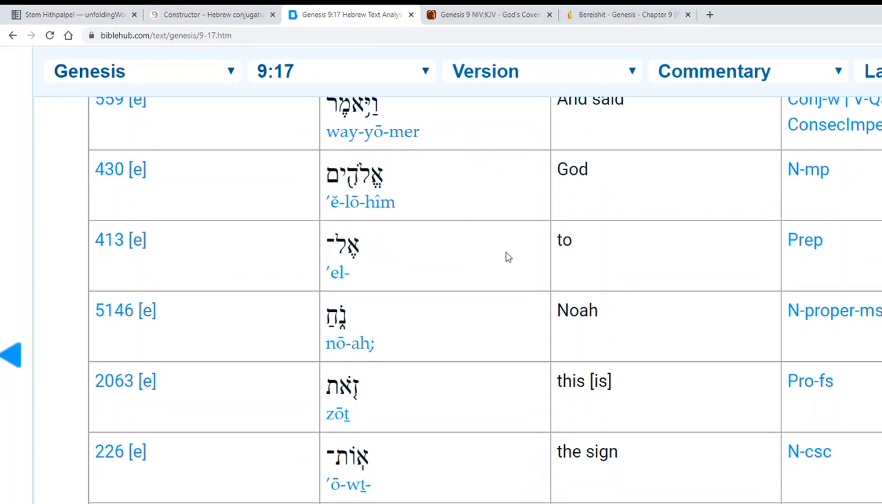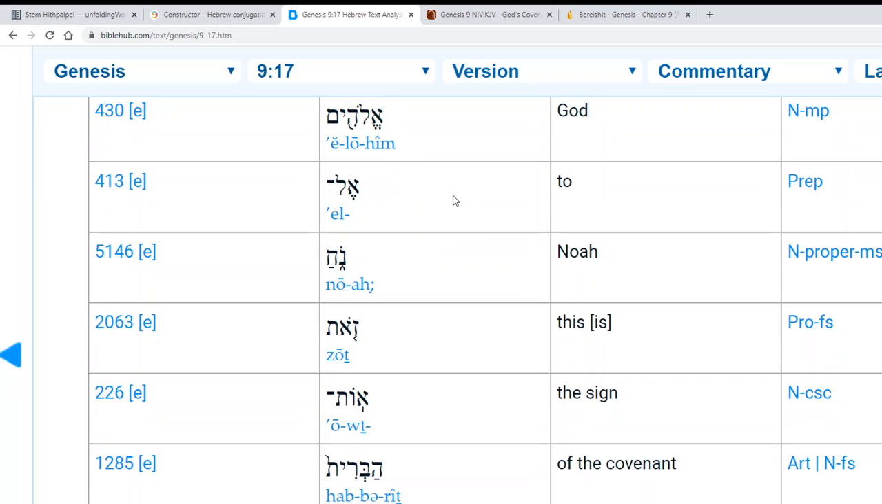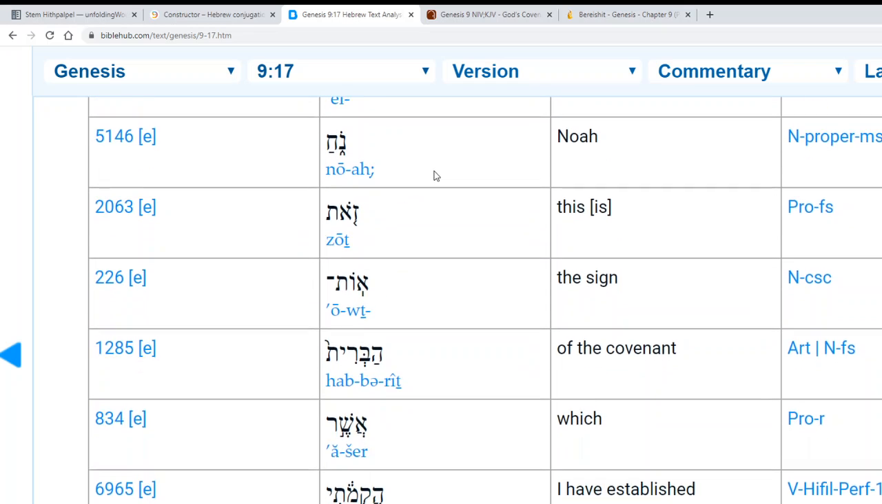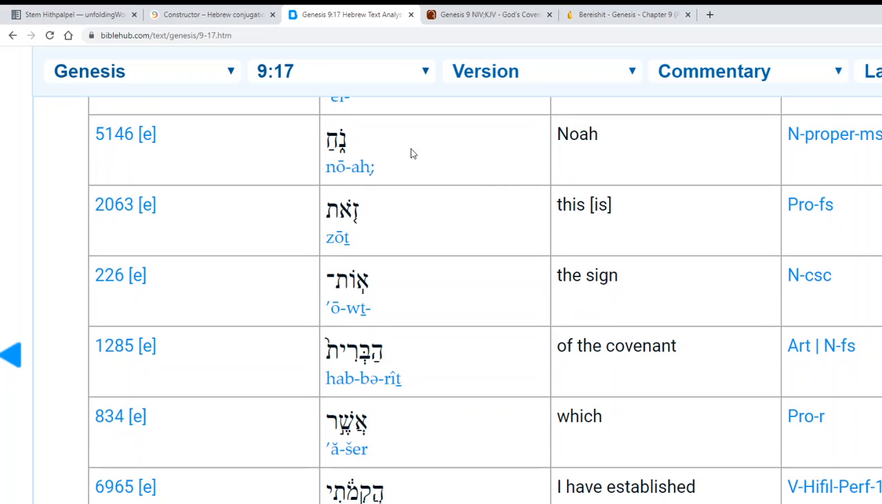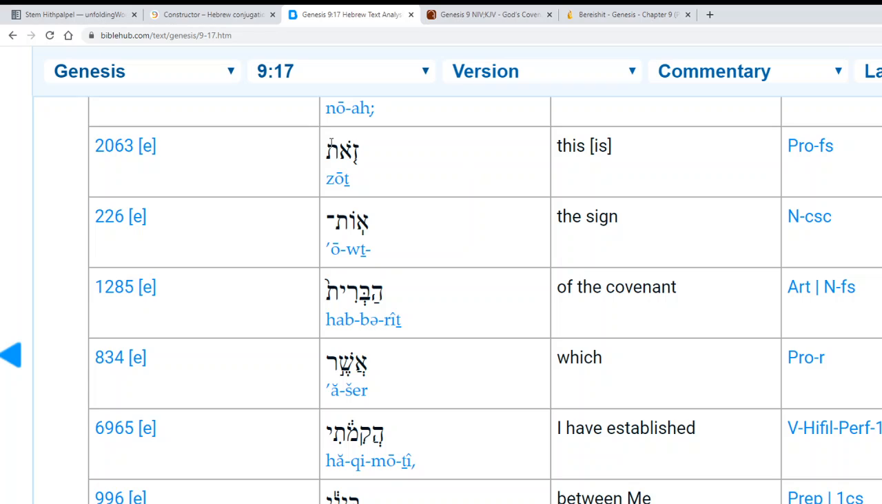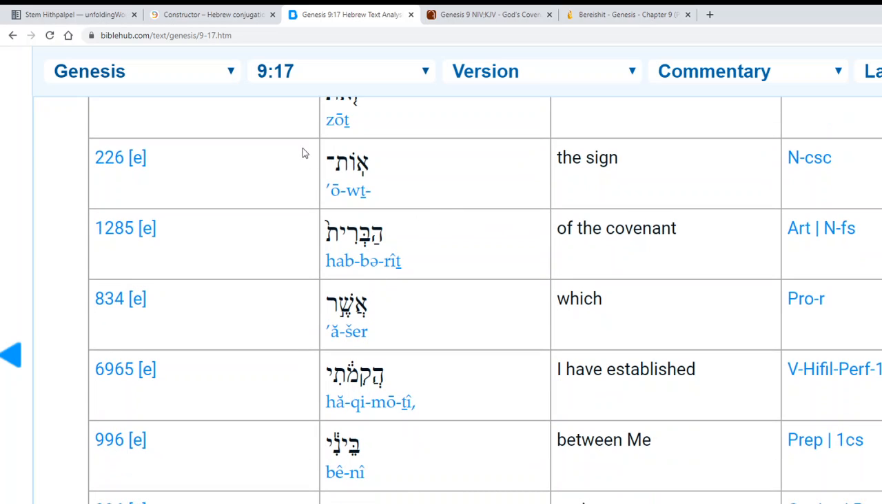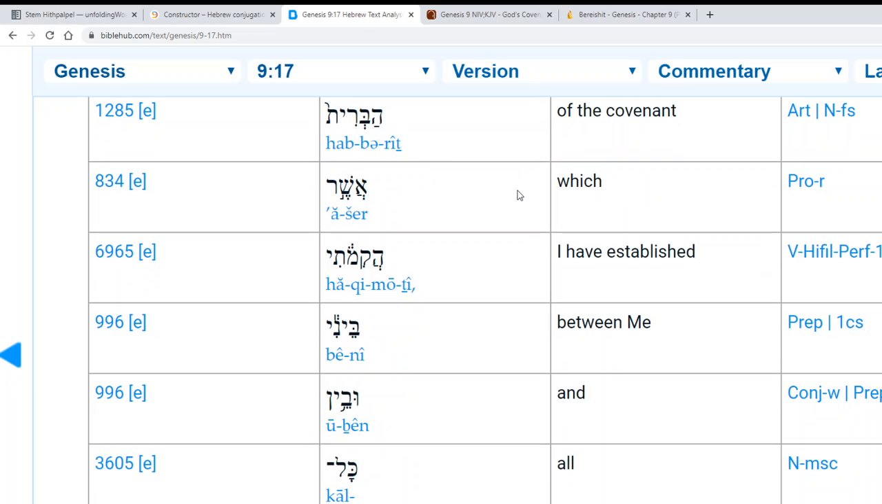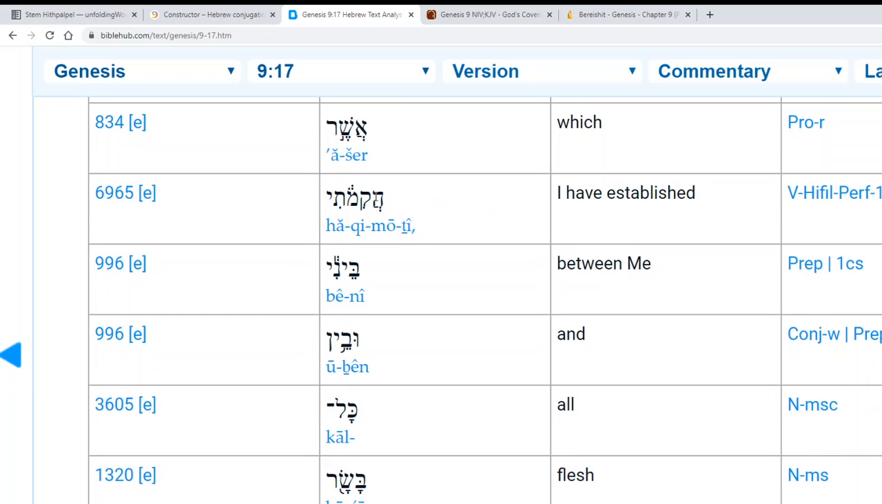Okay. Elokim is the word God. El is the preposition with the aleph, not the ayin. Noach is his name. Zot, the pronoun feminine singular written without the vav, is being used as a verb. Zot ot habrit. I think we have the exact same construct here. Ot, being sign, in the construct with brit, with covenant, with the article. Asher, pronoun relative. Hakimoti.